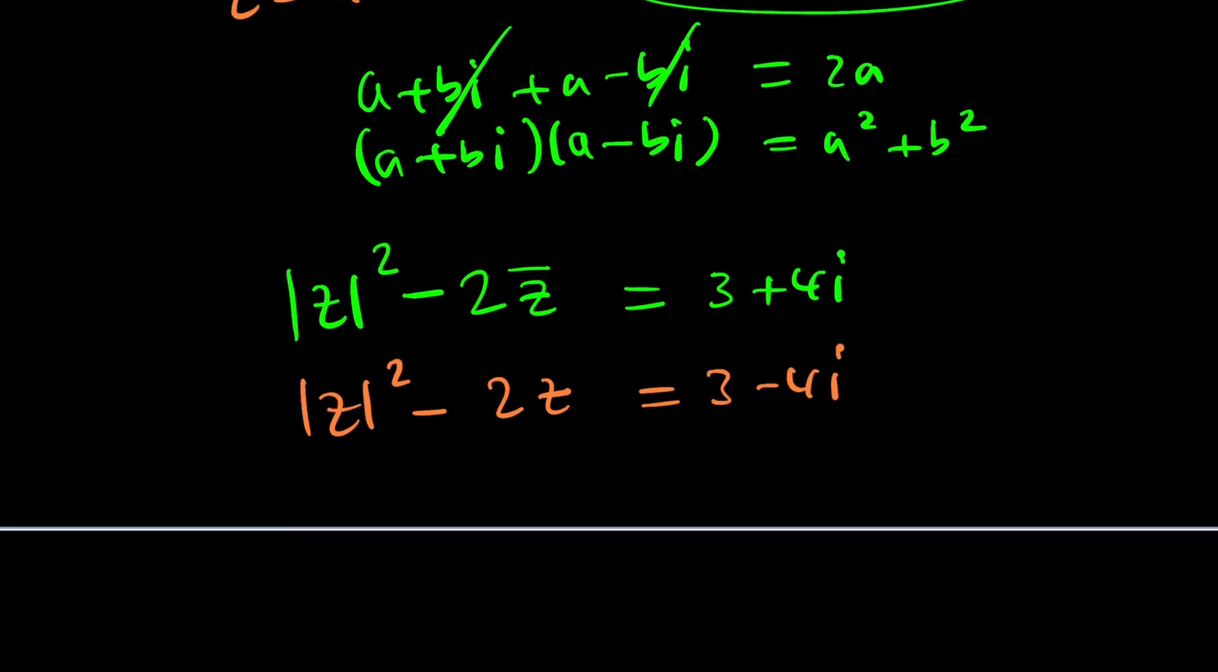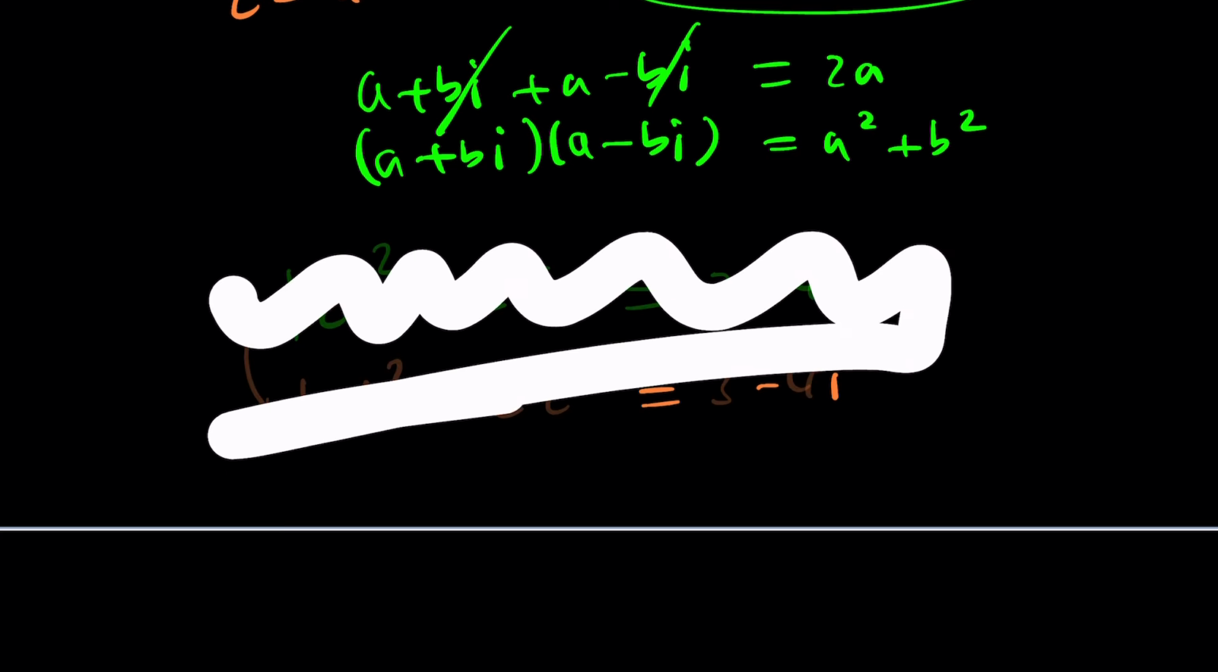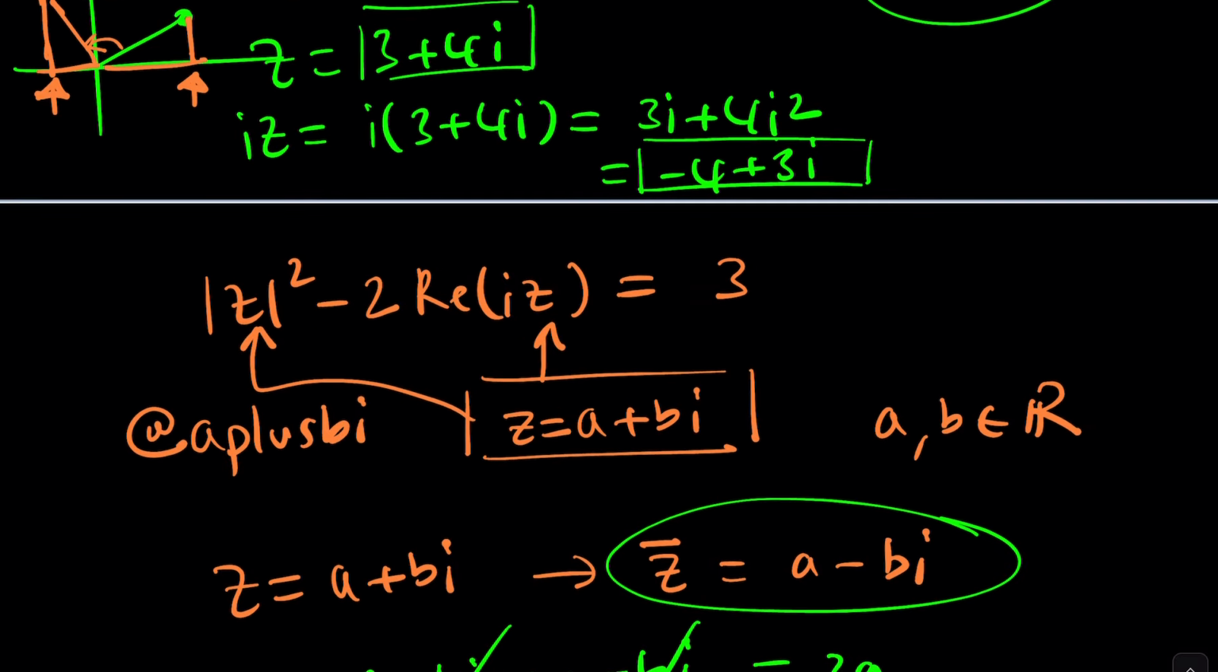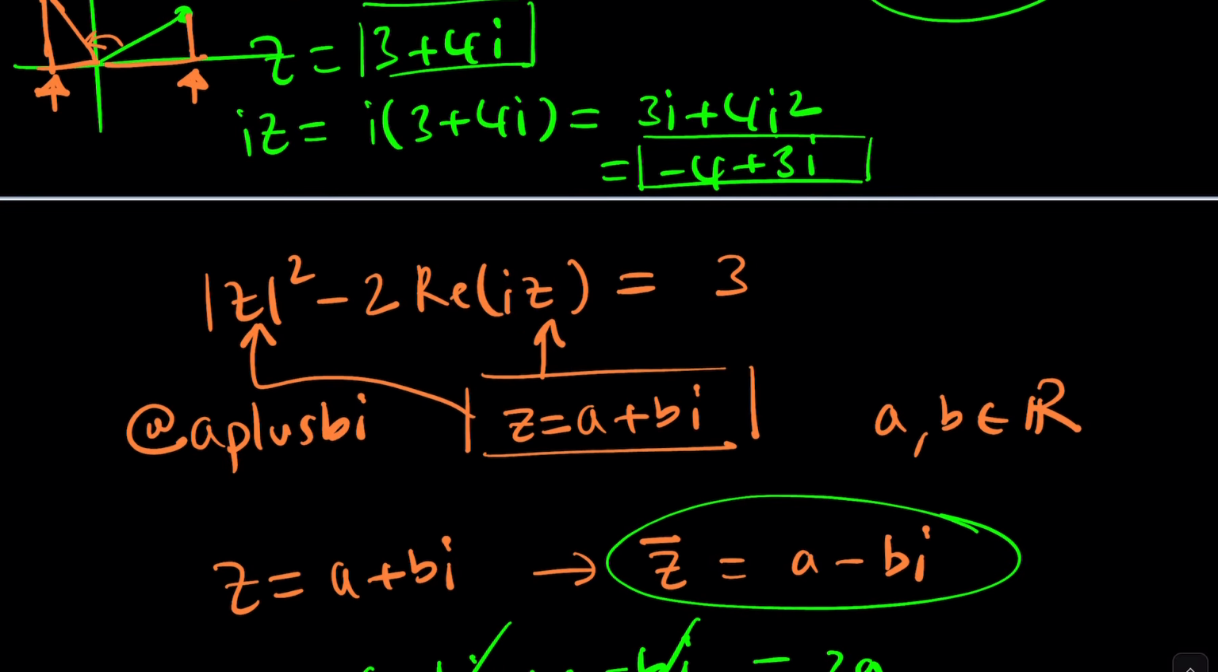Now I have Z and Z bar. That doesn't look like a good idea. I could probably subtract and get rid of this. But anyways, you get the idea. This didn't work well, but we're going to go back to our problem because our problem is different. How is that different? It has absolute value. It has the real part, but it doesn't have the conjugate.